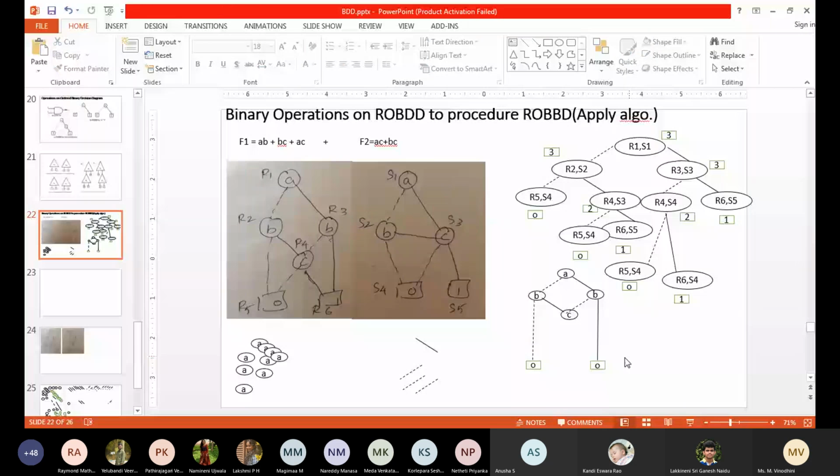Next, what I have to do? C, when it is 0, it is going to 0. C, when it is 1, it is going to 1. So this is your answer. So this will be your ROBDD for F1 plus F2. This is ROBDD for F1 plus F2.